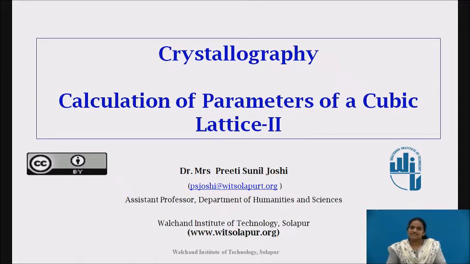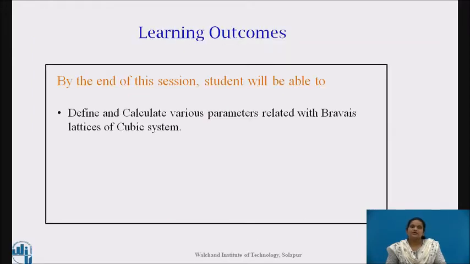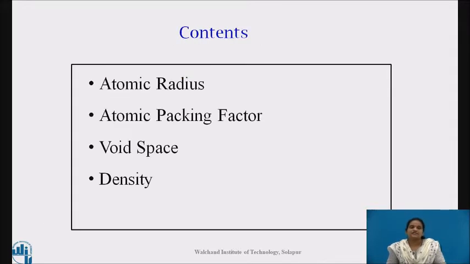So students, in this session of crystallography, we are going to learn about the calculation of different parameters of a cubic lattice. Learning outcomes are, by the end of this session, students will be able to define and calculate various parameters related with cubic lattice. The contents include, in this session today we are going to see the parameters: atomic radius, then atomic packing fraction, void space and density.